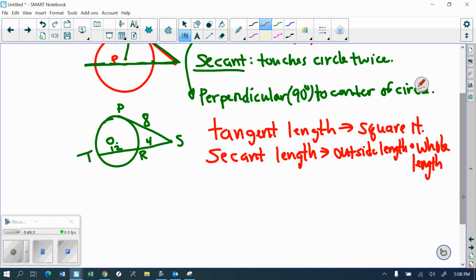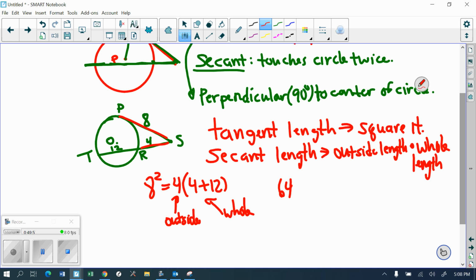All right, so here we go. There's a tangent, so I square it. For the secant, I do the outside, which is 4, that piece, times the whole, which is 4 plus 12. 4 plus 12, not 4 times 12. 4 plus 12 is the whole. So that's the outside. This is the whole. So I get 64.